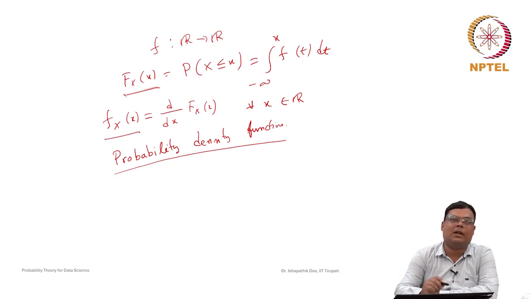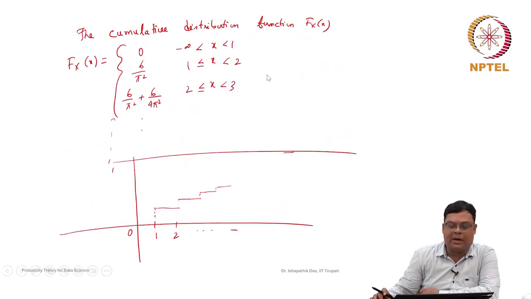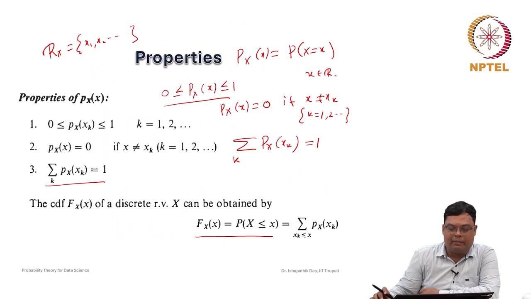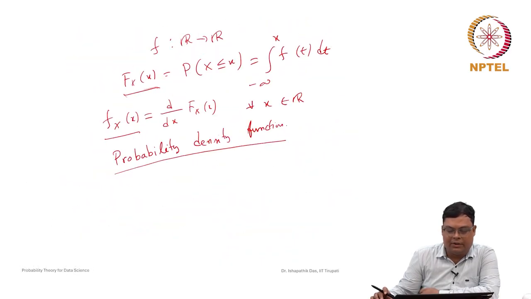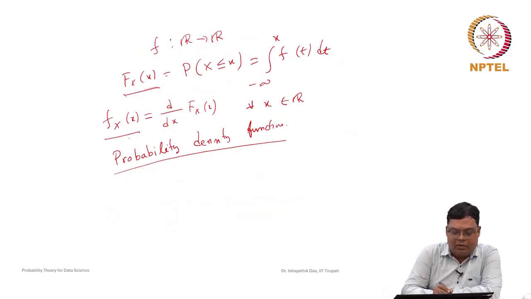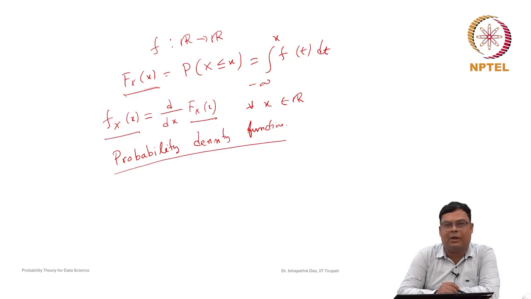You can remember that we have already discussed some of the properties in the case of the probability mass function. These are the properties: it is always between 0 and 1, it is equal to 0 if the value does not belong to the range of the random variable, and the sum of these values is 1. Also, we discussed how we can get the distribution function from the probability mass function; here also we will discuss similar concepts. The probability density function is defined by f(x) equal to the derivative of the cumulative distribution function F_X(x).